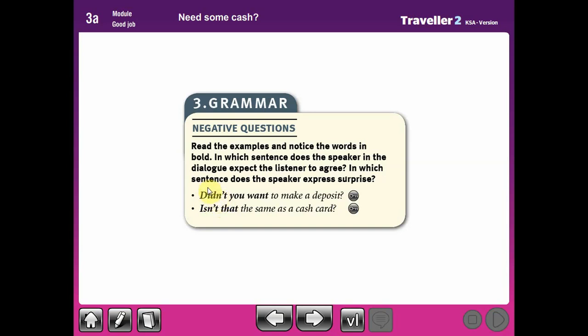Didn't you come with us? Didn't you agree with us? And so on. So if you'd like to express surprise, you can say that. And as well, if you expect the listener to agree with you, you start with a negative question. So the negative question, when you start with a negative auxiliary like this, adding to it the pronoun or the subject. After the subject, you can put the verb. So didn't you want, isn't that the same as the cash card? So this is the negative question.